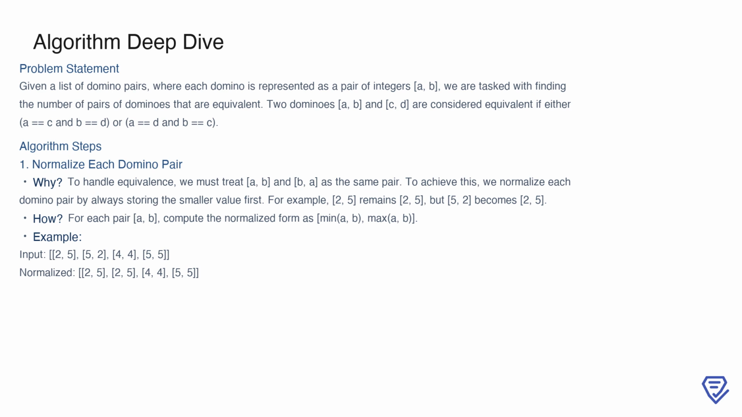For example, given the input [2, 5], [5, 2], [4, 4], [5, 5], the normalized output becomes [2, 5], [2, 5], [4, 4], [5, 5]. This normalization step is essential as it prepares us for counting equivalent pairs efficiently in the next steps.